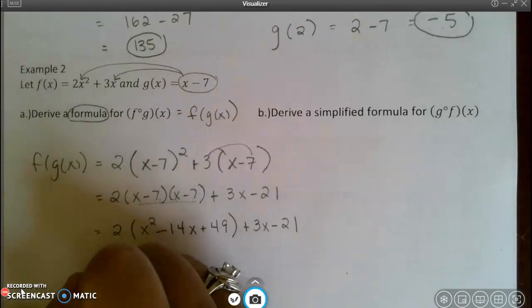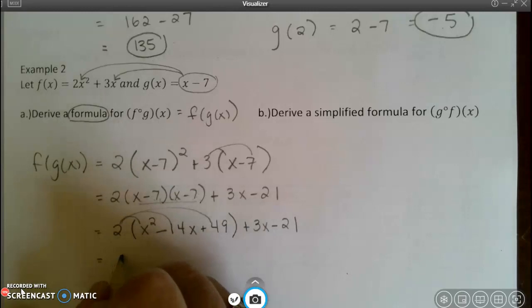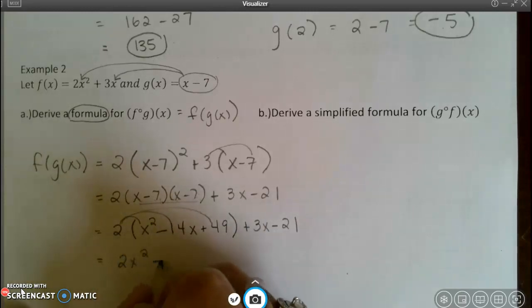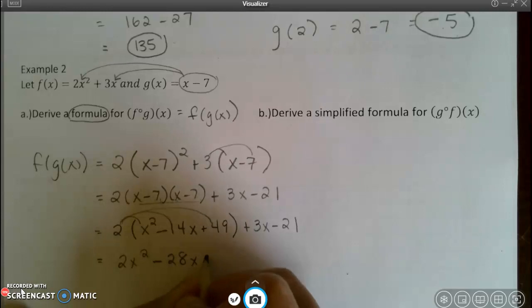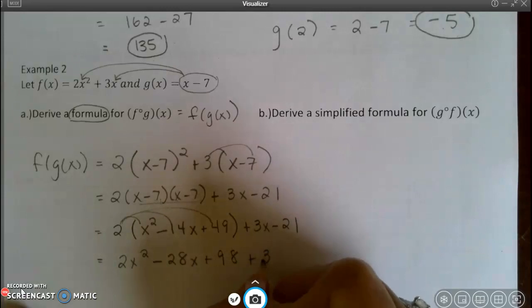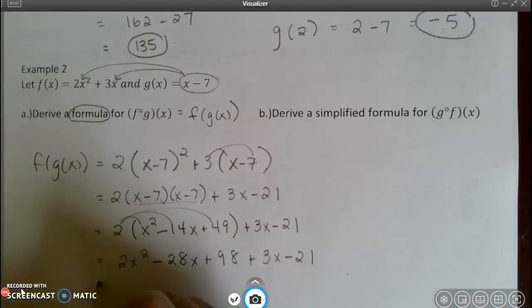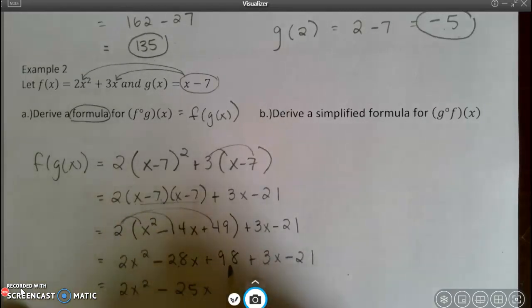Okay, I'm going to keep going here. Now I'm ready to distribute that 2: 2x squared minus 28x plus 98 plus 3x minus 21. I can get this 3x and the negative 28x together, and that gives me negative 25x. And the 98 minus the 21 is going to leave me with 77.